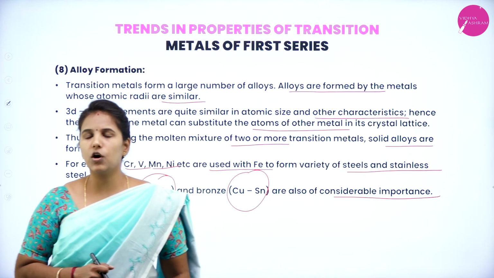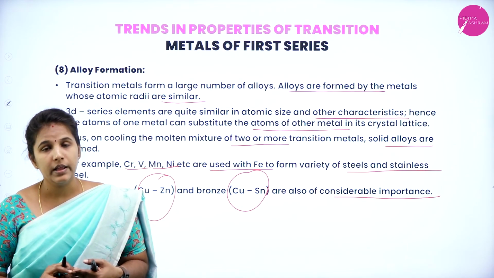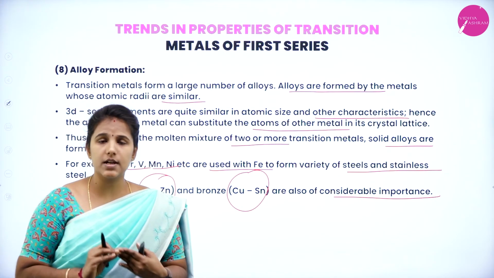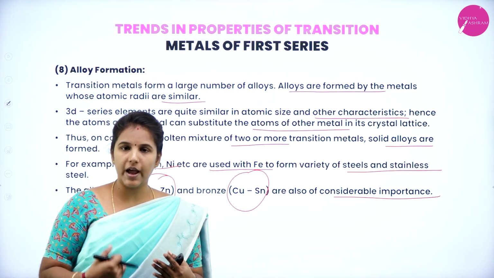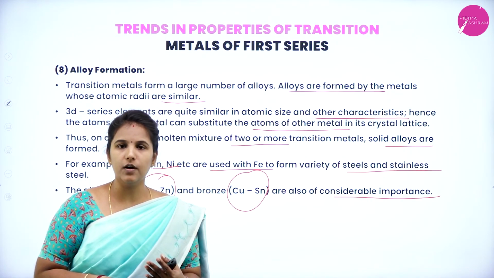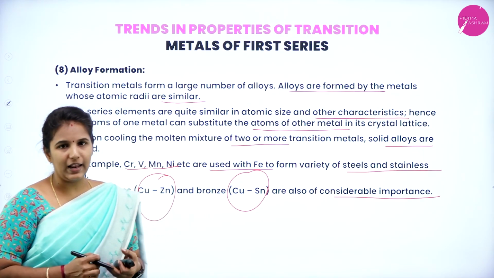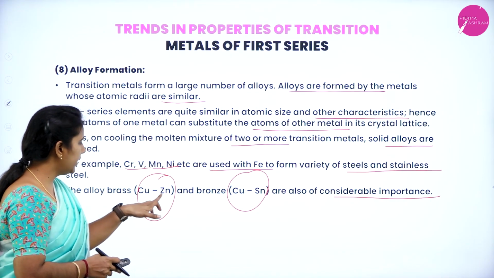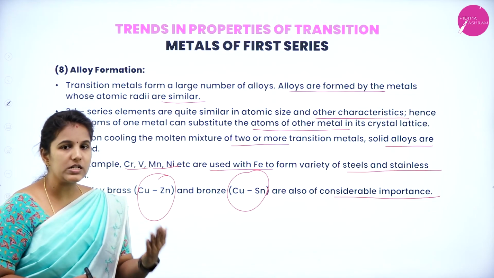As we have already studied, alloys are formed by mixing any two metals. Even though in our 3d transition series they show similar atomic radii as we move after manganese, we can easily mix their elements to form an alloy. You can see copper and zinc, and copper and tin. These two have applicable importance in our daily life.